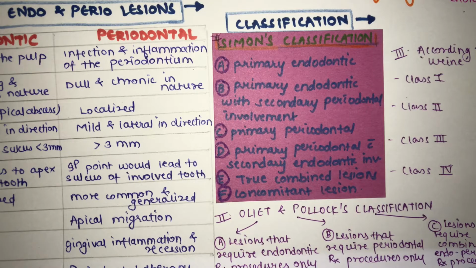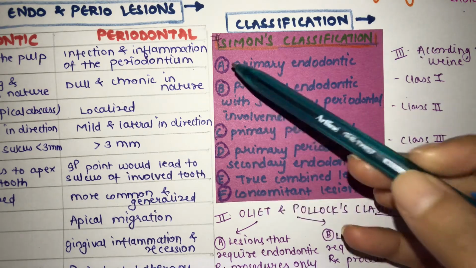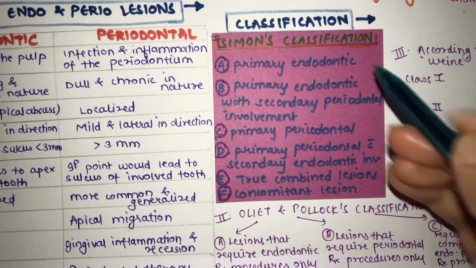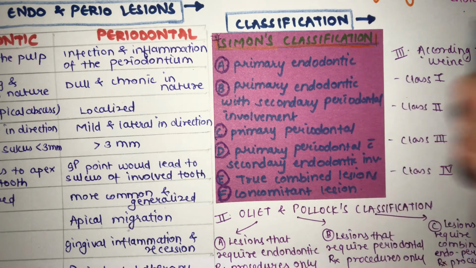Now the next important part is the classification of the endo-perio lesion. There are basically 3 classifications which were given by different people. So first is Simon's classification. This is the most important classification that you should know. It is classified into 6 groups. So first is primary endodontic, which means it is only primarily an endodontic lesion.